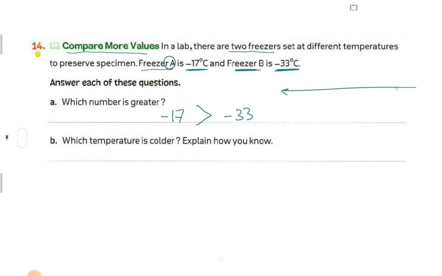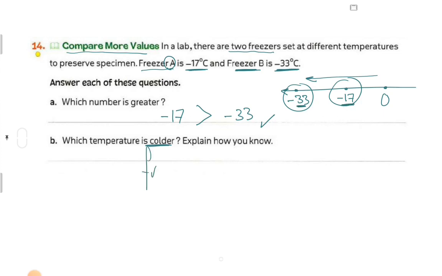If we draw the number line and put 0 here, we know that negative 17 will be here, but negative 33 will be there. So I know that left is smaller than right. Okay, so negative 17 is greater than negative 33. Point B, which temperature is colder? Cold is less than 0. The farther I go from 0, the colder it gets. Yes, so negative 33 is colder than negative 17.